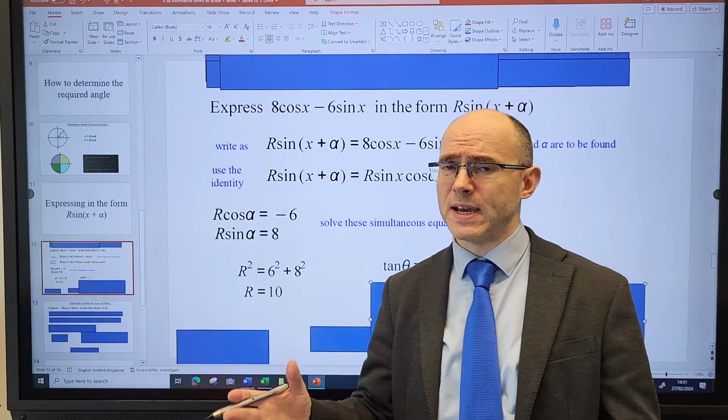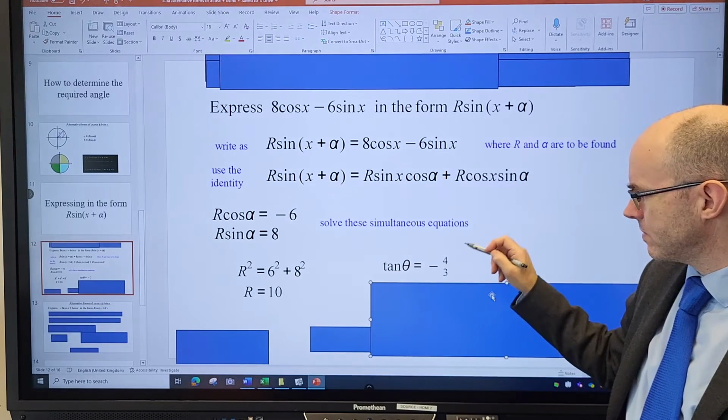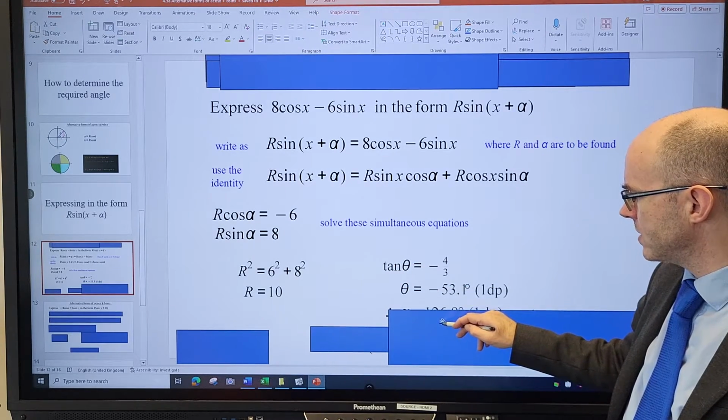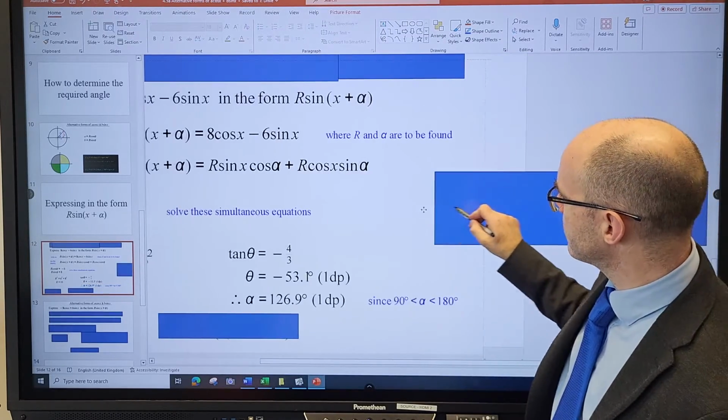8 over negative 6 technically, but yeah, negative 8 over 6, negative 4/3, and inverse tan of that is negative 53.1 degrees. Then you've just got to consider, is that the required angle? Well, I've kind of given it away there, haven't I?